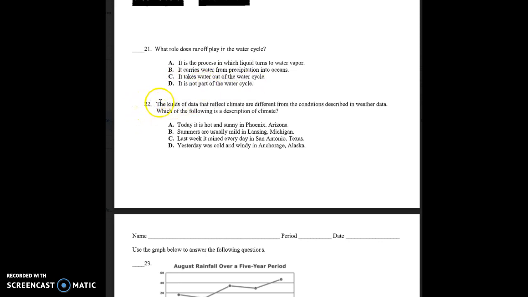Number 22. The kinds of data that reflect climate are different from the conditions described in weather data. Which of the following is a description of climate? A. Today is hot and sunny in Phoenix, Arizona. B. Summers are usually mild in Lansing, Michigan. C. Last week it rained every day in San Antonio, Texas. D. Yesterday was cold and windy in Anchorage, Alaska.